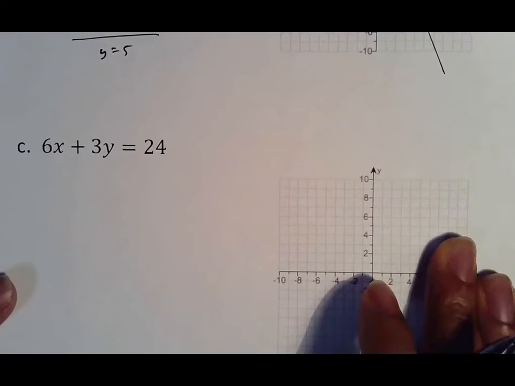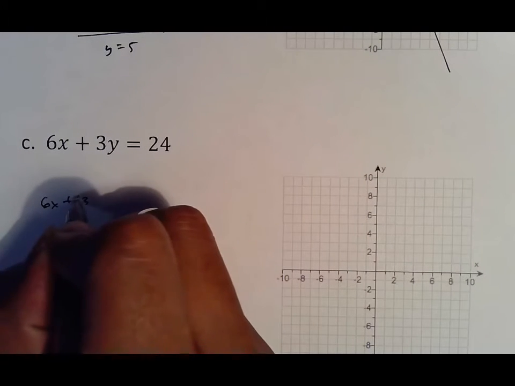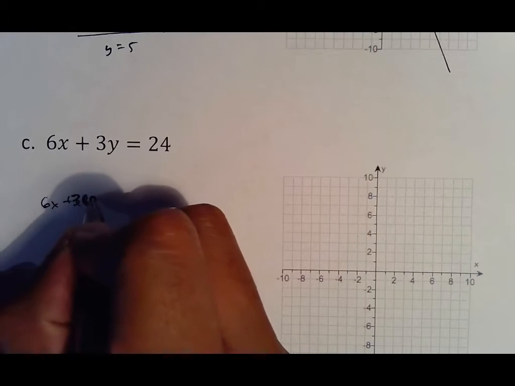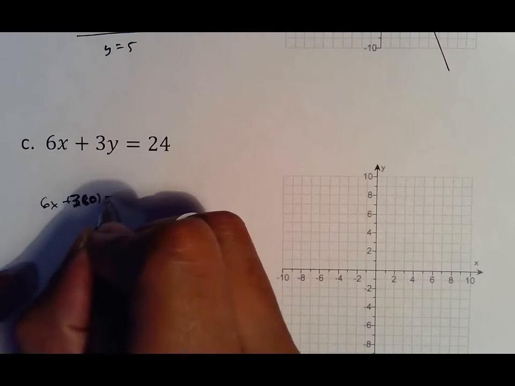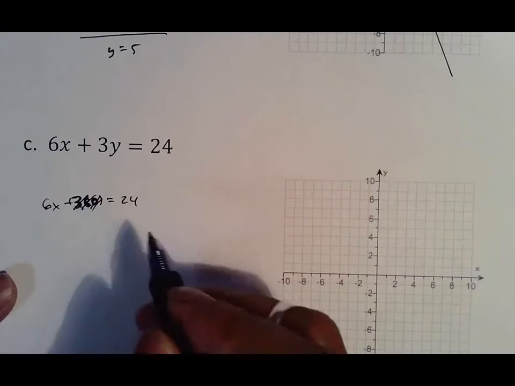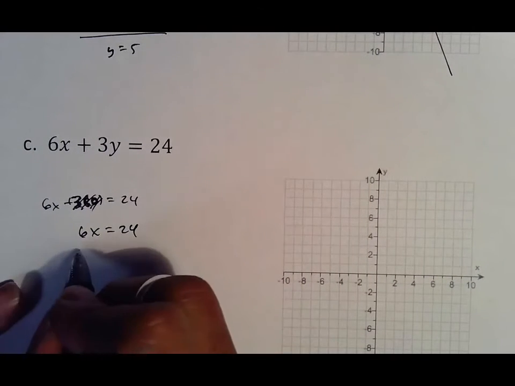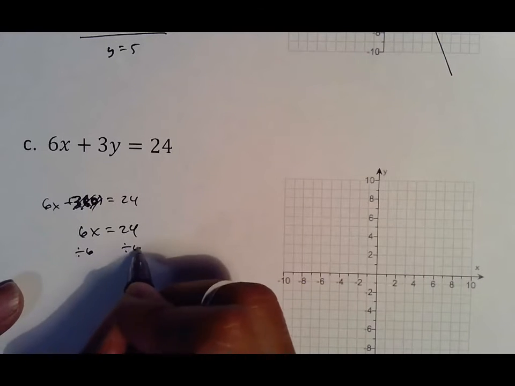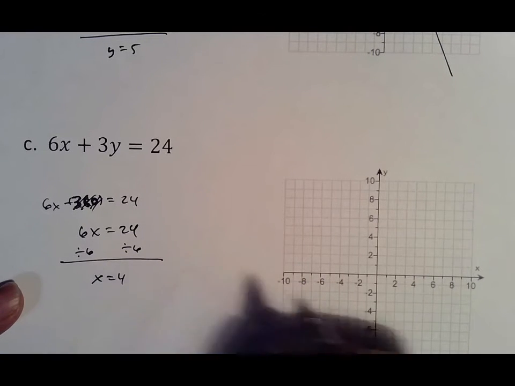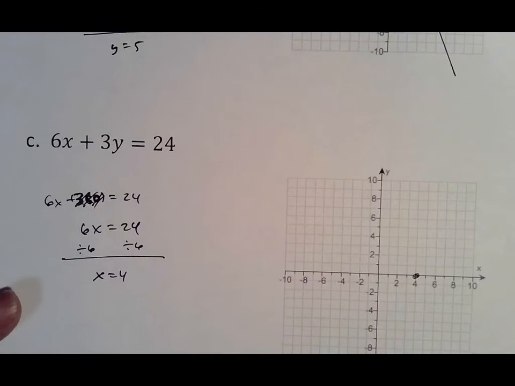6x plus 3y equals 24. Again, find the x-intercept by putting 0 in for y. So 6x plus 3 times 0 equals 24. 3 times 0 obviously goes away, giving us just 6x equals 24. Once I get there, I divide by 6. x equals 4. Here's your x-axis, and 4 is right there, just like it's labeled.